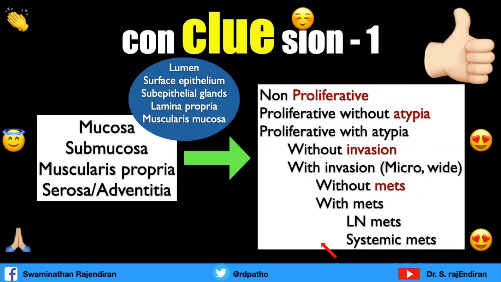Depending upon that, the lesions can be classified into non-proliferative lesions, proliferative lesions without atypia, proliferative lesions with atypia, atypical proliferative lesion without invasion, atypical proliferative lesion with invasion, invasive atypical proliferative lesion without metastasis, invasive proliferative atypical lesion with metastasis, either in the lymph node or in the systemic metastasis. If you put any disease into one of these branches, the treatment will be the same. That's why we have to follow this pattern analysis.